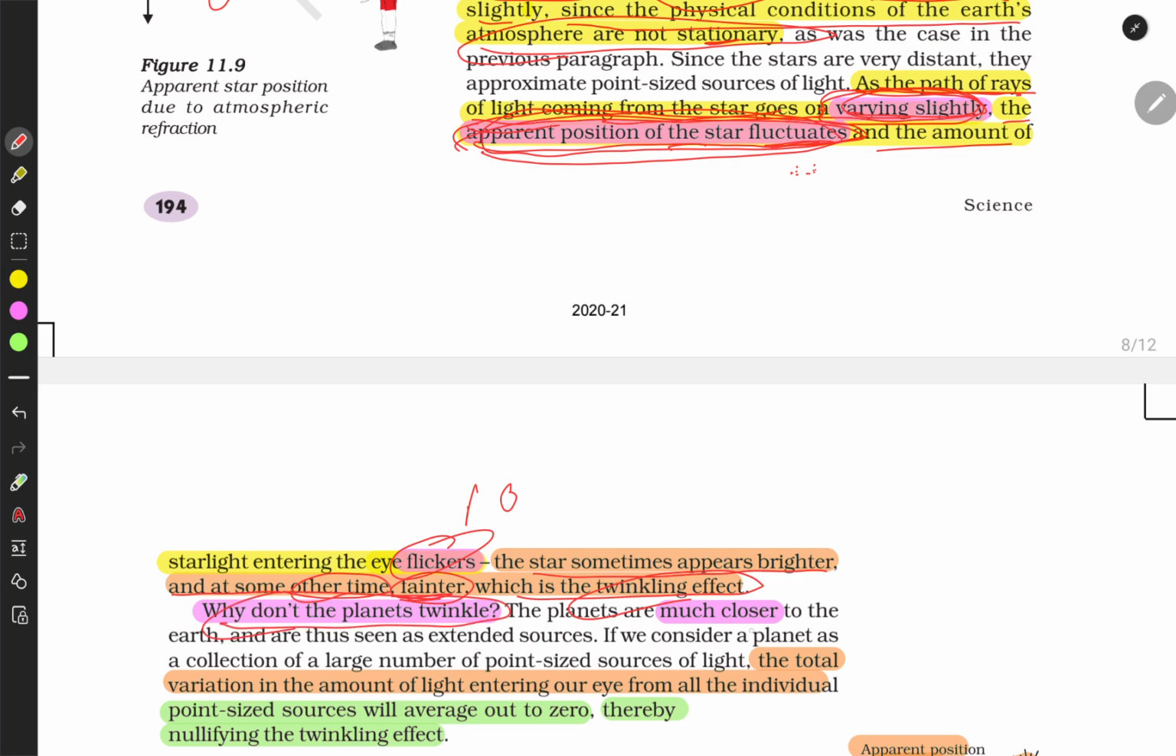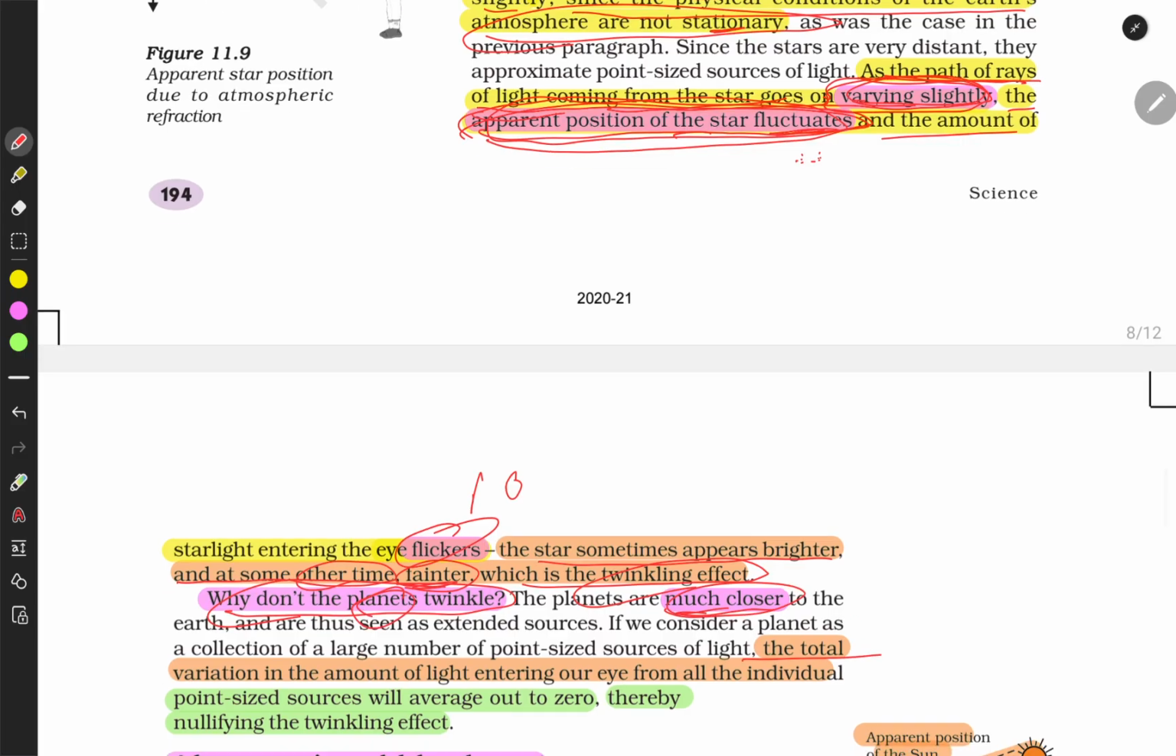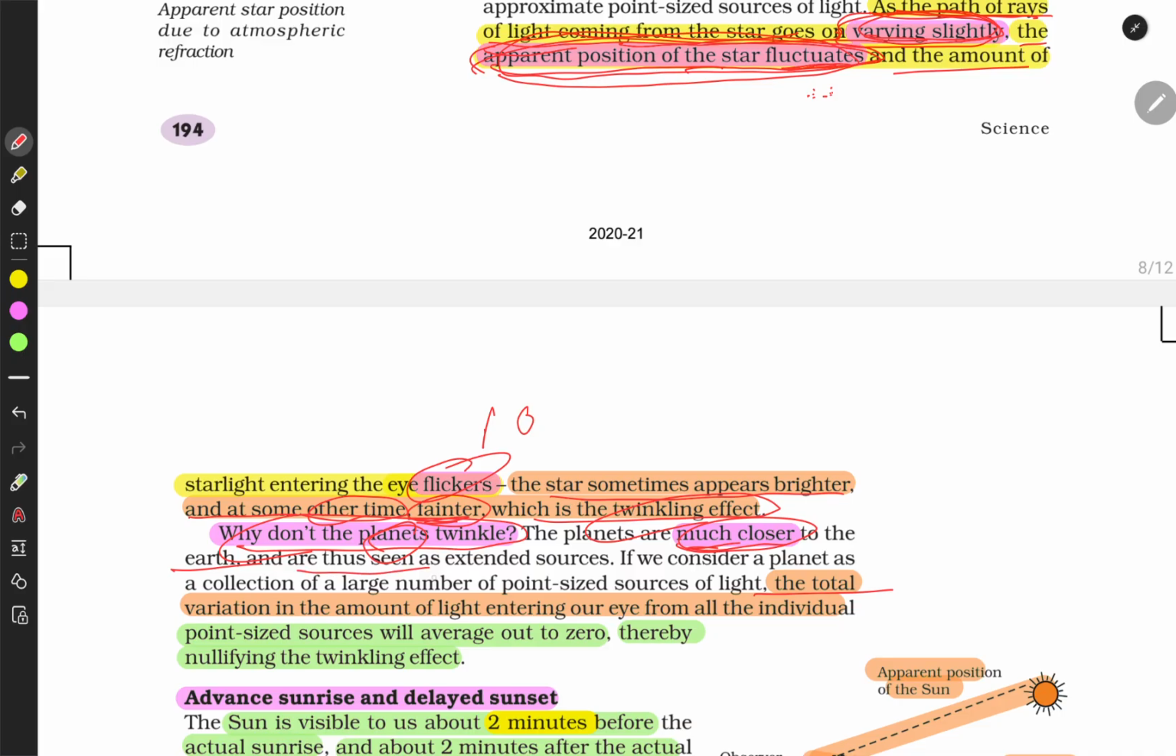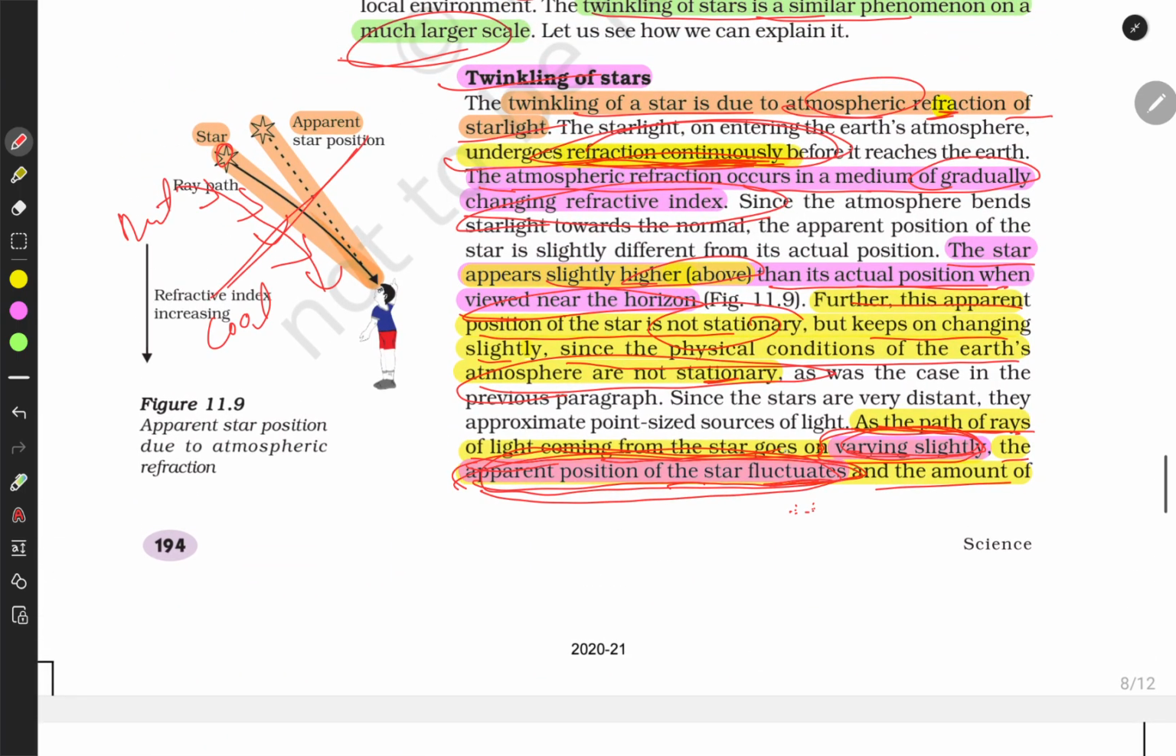And why don't the planets twinkle? Because they are much closer to the earth and are thus seen as an extended source. If we consider a planet as a collection of a large number of point-sized sources of light, the total variation in the amount of light entering our eyes from all the individual point-sized sources will average out to zero, thereby nullifying the twinkling effect. So this is happening because of atmospheric refraction.